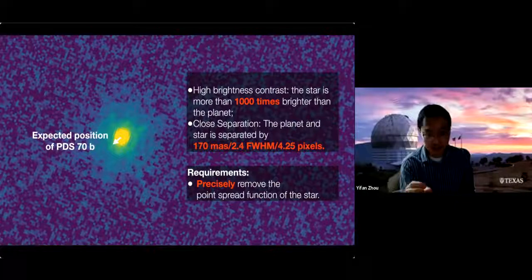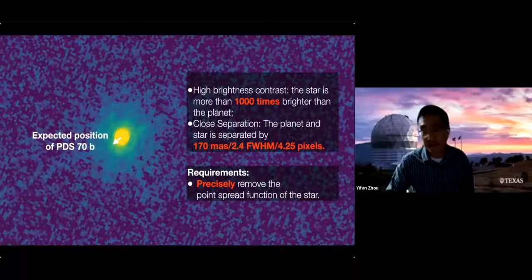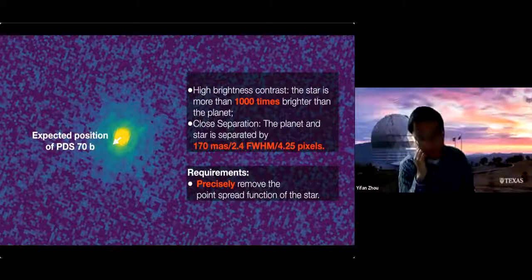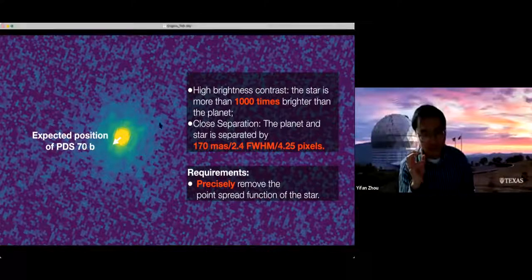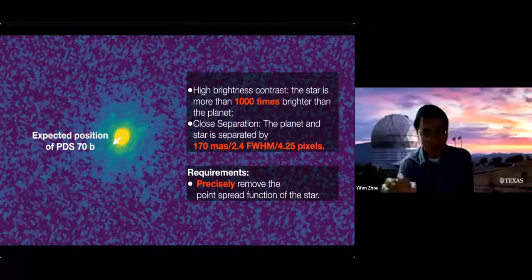So in this image of PDS 70 without any post-processing, you can see the expected position of the planet pointed out by this small arrow. You cannot see the planetary signal at all because the planet is so close to the star and so much fainter than the star. So we need to get a very precise constraint of the shape of the point spread function of the star, so that we can remove it very cleanly from the image and reveal the image of the planet.